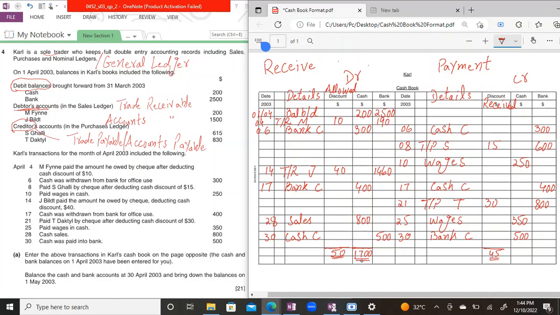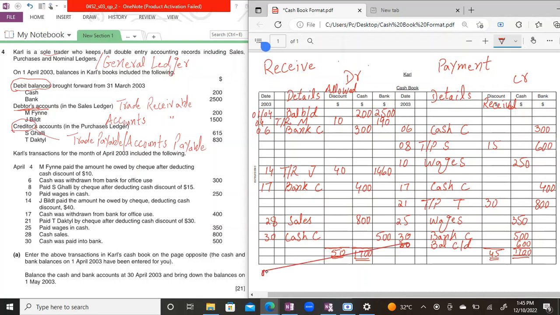Now the rule of balancing is that the greatest value here, it is 1700. So right here the 1700 as well, because both sides must be equal. Now from this 1700 minus 250, 350 and 500. So remaining is 600. It means that 600 of the cash the business has. So this will become your balance carried down.